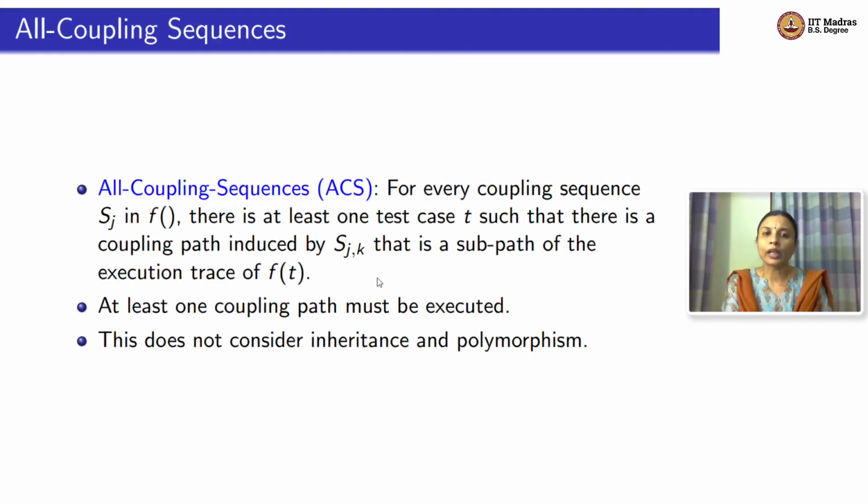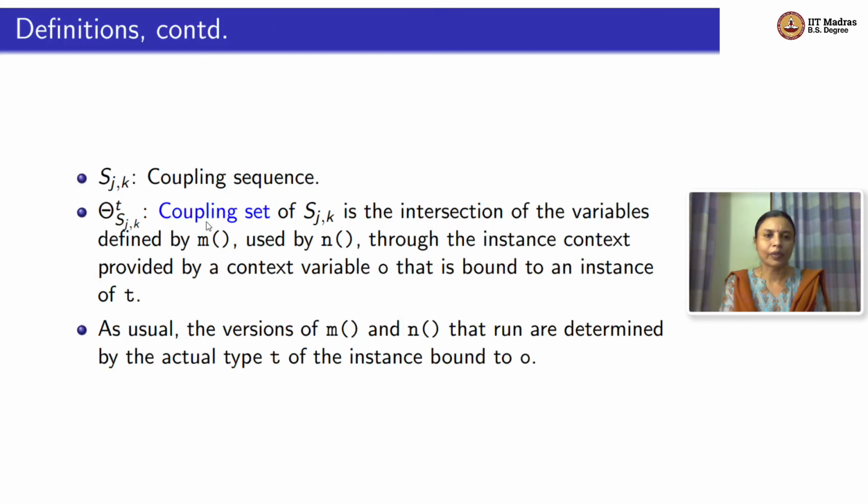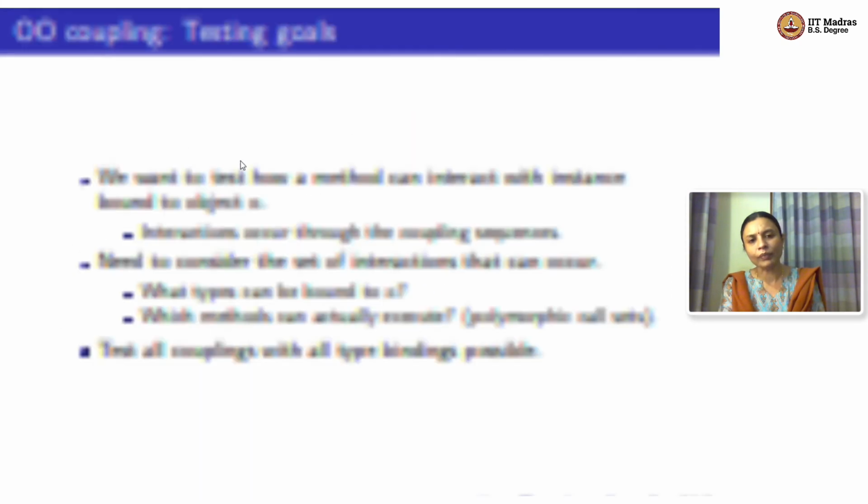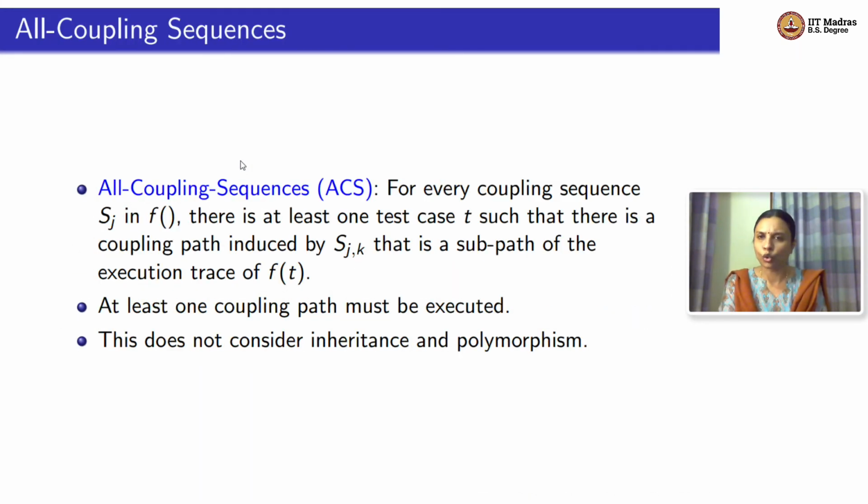The first one is all coupling sequences. Look at the second and the third bullet to start with. It says at least one coupling path must be executed. Don't worry about inheritance. Don't worry about polymorphism. So this is the same as saying, look at the last definition and go to the first use. At least one test case. This is the good old thing without any kind of polymorphism, inheritance, or dynamic binding. It's defined in terms of the new definitions that we saw. Coupling methods, these definitions here, and the coupling sequences. But it's the same as the good old call interfaces, no difference.